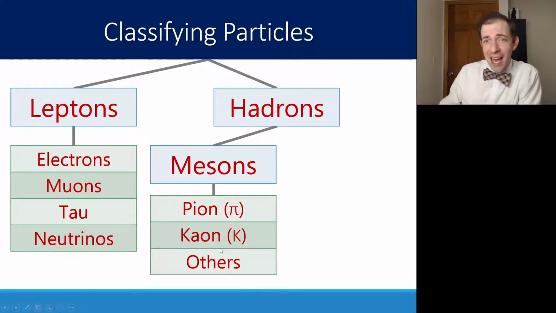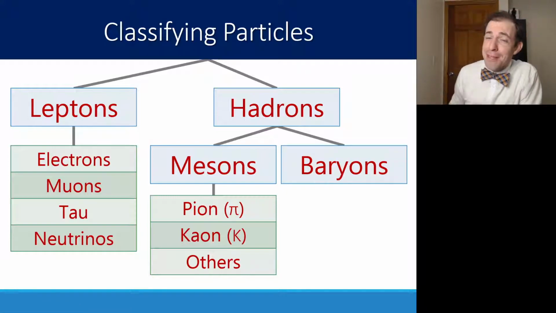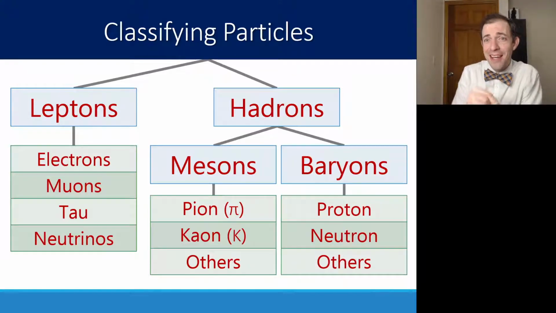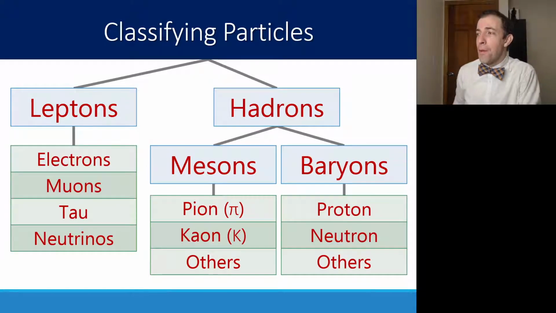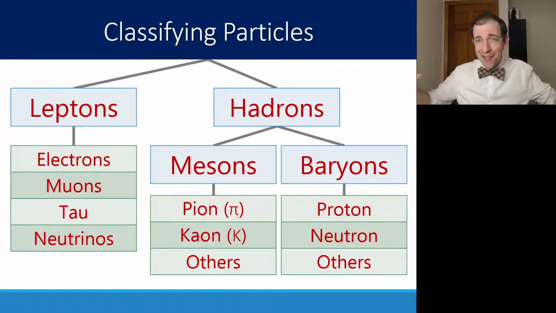The other side of the hadrons, under this umbrella, is the baryons. Baryons are something that you are familiar with, whether or not you realize it, because baryons include the protons and the neutrons, as well as several others that are in that list. While mesons are made out of two quarks, baryons are made out of three quarks. But all of these are under the umbrella of hadrons, which are particles made out of quarks, either two or three. So hadrons can be mesons or baryons.